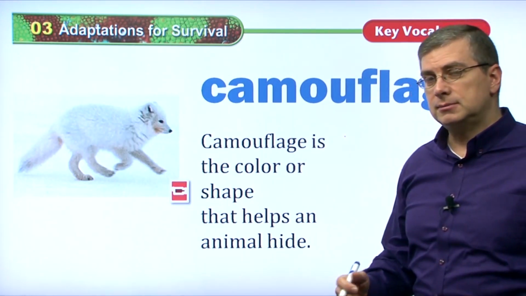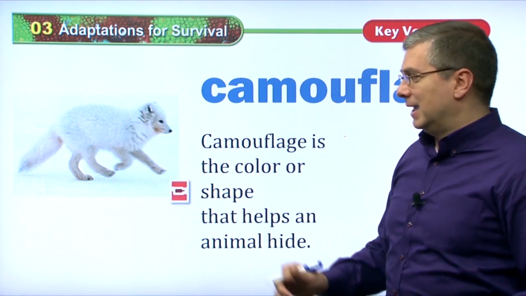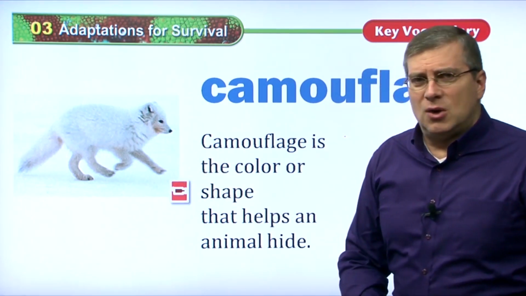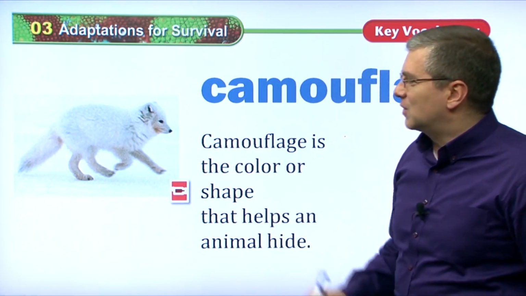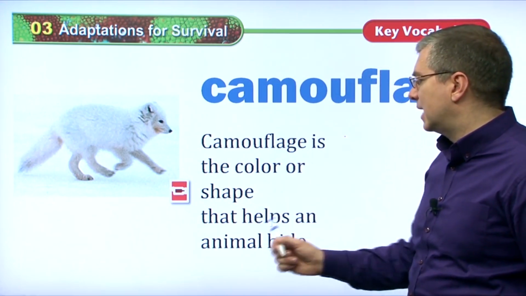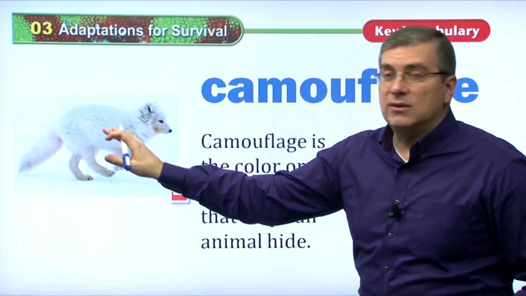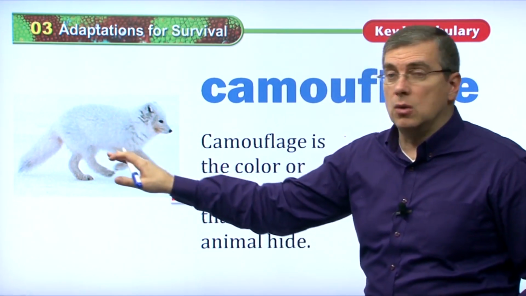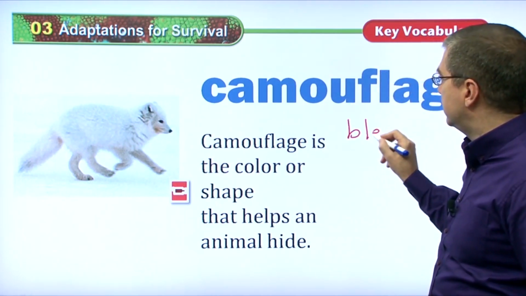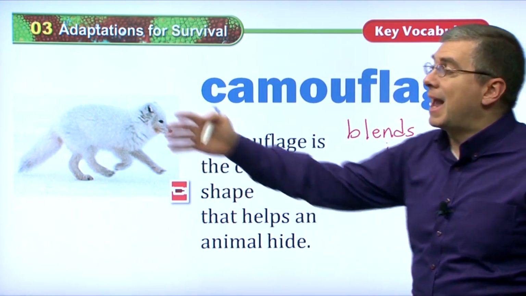Camouflage is another adaptation that animals will use. Look at this cute little puppy. It's probably not a puppy that you want in your house. It's a baby wolf, right? You don't want wolves in your house, right? But it's kind of cute when they're babies. Camouflage is a color or shape that helps an animal hide. You can see that this animal here has white fur. It's in the cold snow, so it blends in to the background, right?